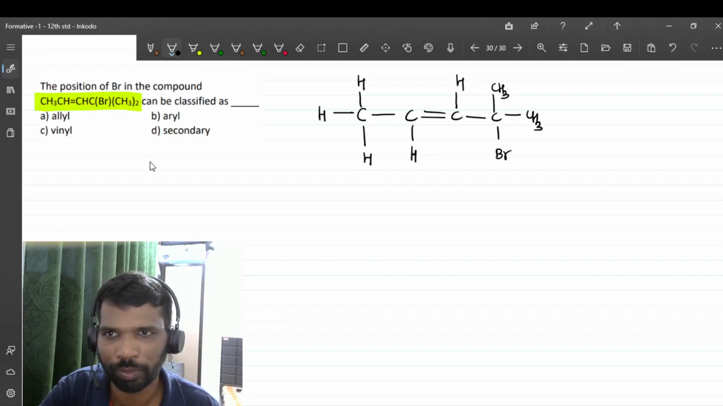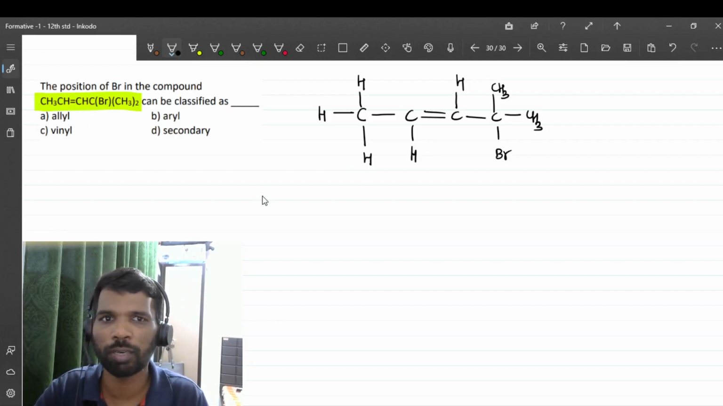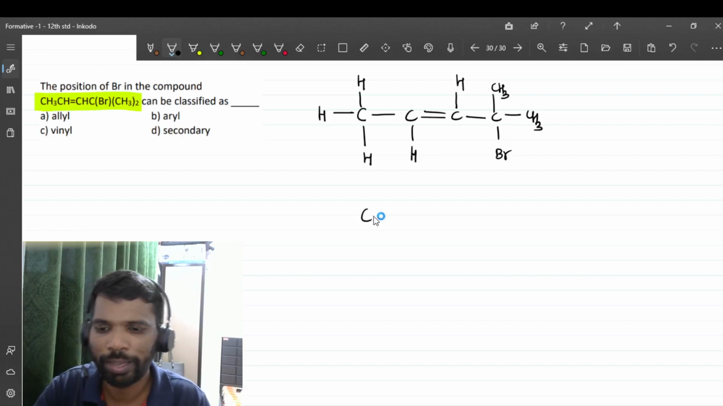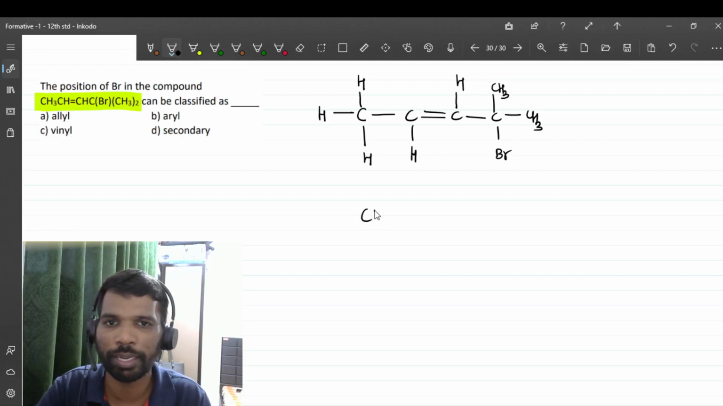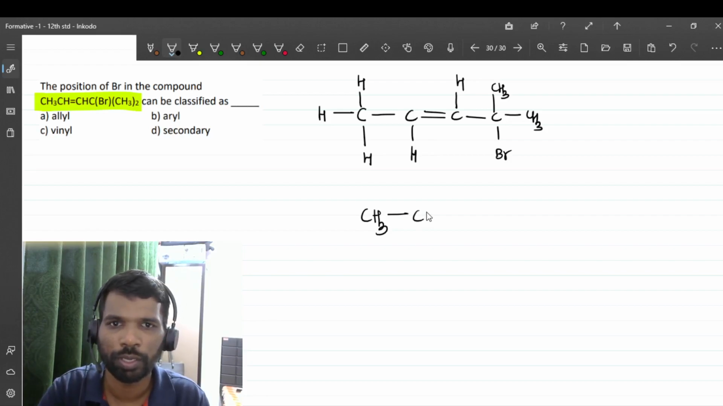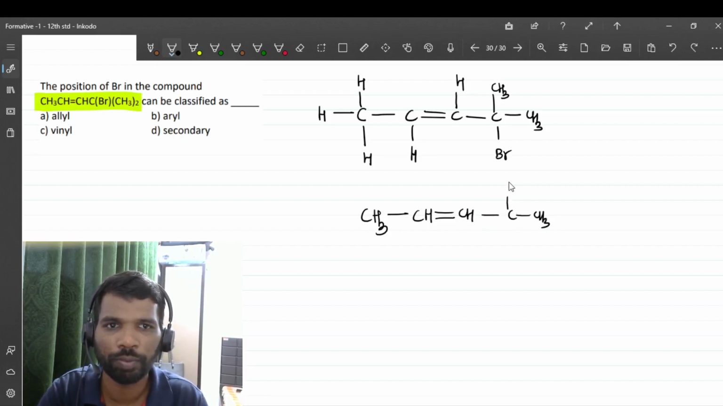So here, what is the meaning of allylic? Allylic means the halide is connected to an sp3 carbon, right? A halide is allylic means the halide is connected to an sp3 carbon. Let's take this way. I can show this same structure this way: C, CH3, CH3, and this is the CH3.